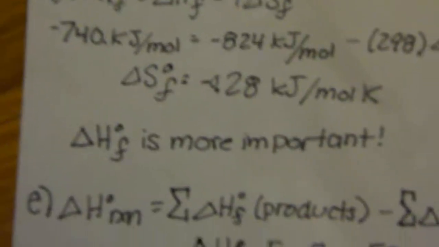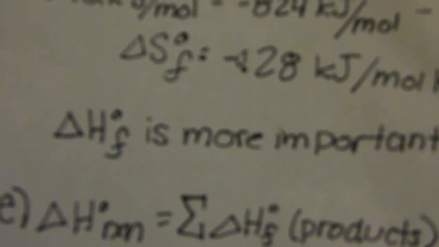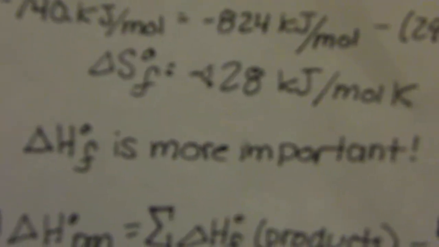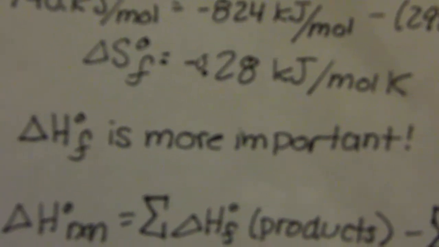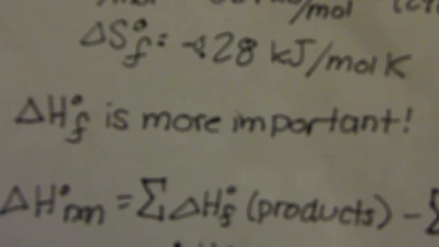Now part 2 says, which is more responsible for the spontaneity of the formation reaction at 298 Kelvin? The standard enthalpy of formation or the standard entropy of formation? Justify your answer. Now, we know that the standard enthalpy of formation, delta H, is the more important factor because it's exothermic, which favors spontaneity. The standard entropy of formation is negative, which means the system becomes more ordered as the reaction proceeds. Greater order will not increase the spontaneity of the reaction.